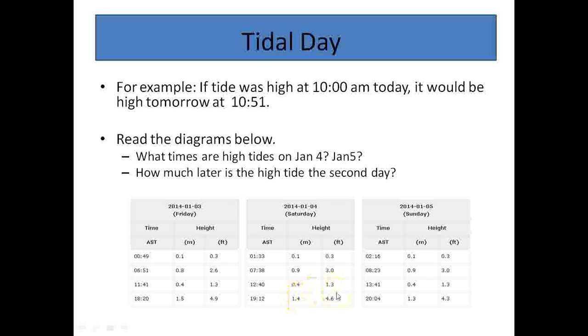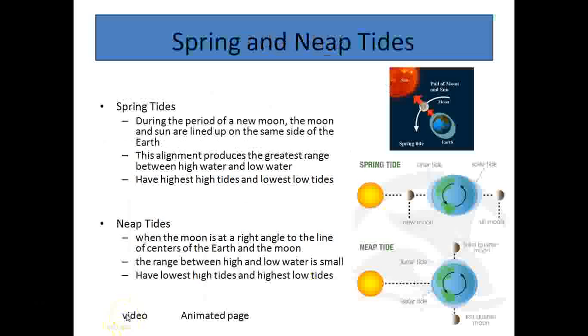So if we look then, it says how much later is the high tide on the second day? Okay, so if we look on the second day, it's at 8:23 in the morning and at 8:04 at night. So it's about 51, give or take a couple minutes, depending on where they're at. It's about 51 minutes later the next day.